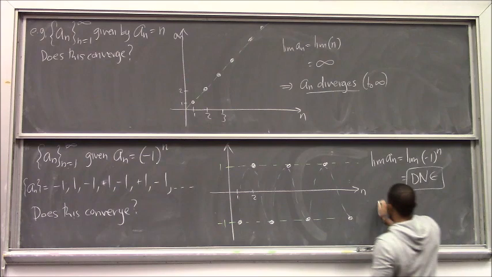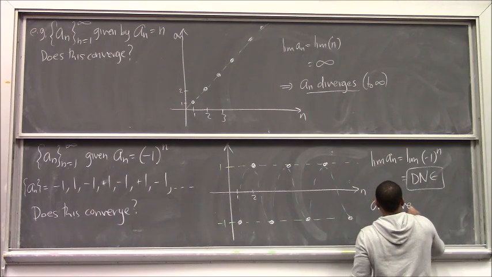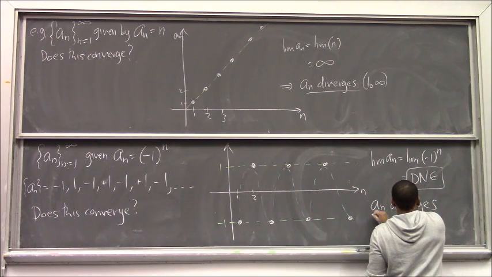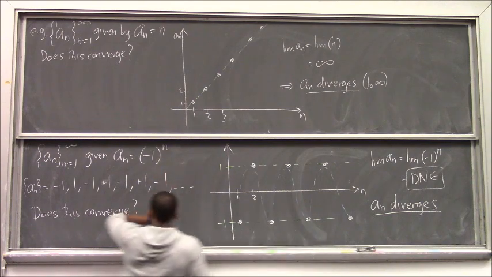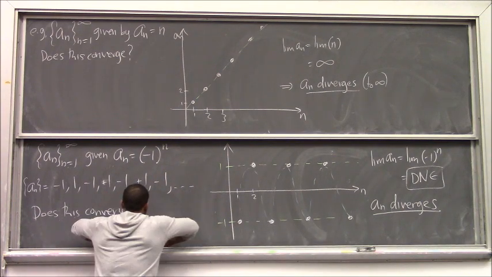So I can say a_n diverges. Not to infinity, it just diverges. Like there's nothing else to say there. It doesn't settle anywhere. Okay? But that's a very important kind of expression. We're going to get back to that pretty soon.